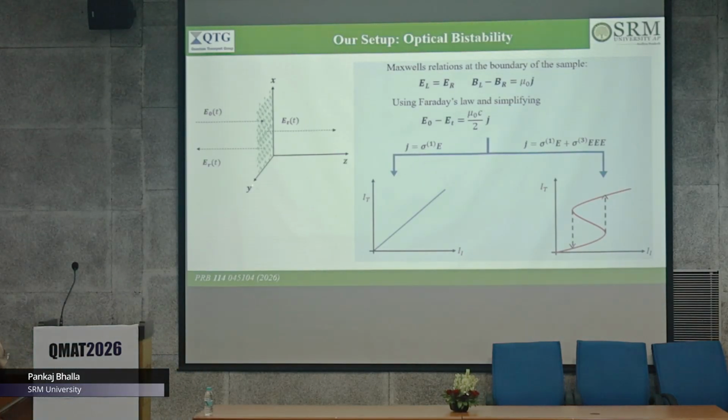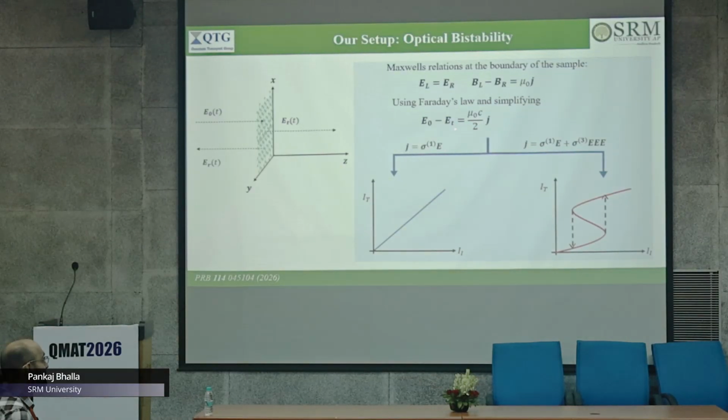So let's move to the setup that we have developed to approach this problem. Assume you have a sample, a 2D sheet, placed in the xy plane at the z equals 0 interface. You send a light and get some reflection and transmission. You apply the Maxwell relations at the boundaries. There is a continuity of the electric field, the left and right will be the same, and the magnetic field depends upon the amount of surface current across the sample. Using this relation and applying Faraday's law, you can come to this type of algebraic equations.